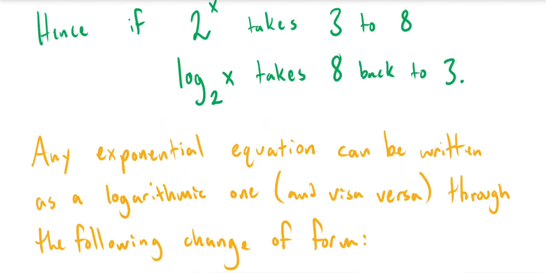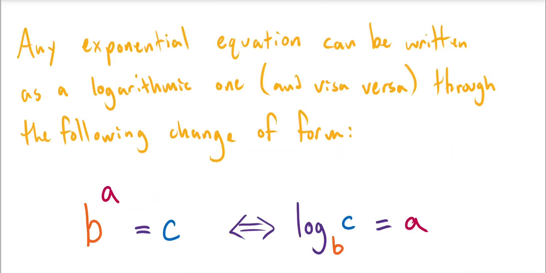Any exponential equation can be rewritten as a logarithmic one, and vice versa, through the following change of form. We say that b raised to the power of a is equal to c if and only if log base b of that value c is equal to a in turn. Notice the color coding of the different roles here.